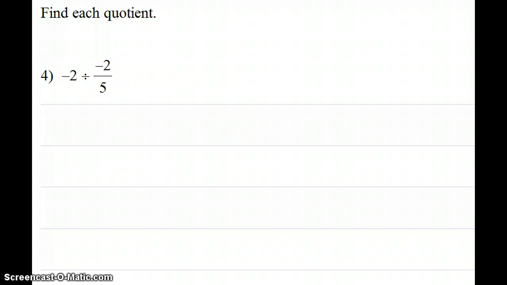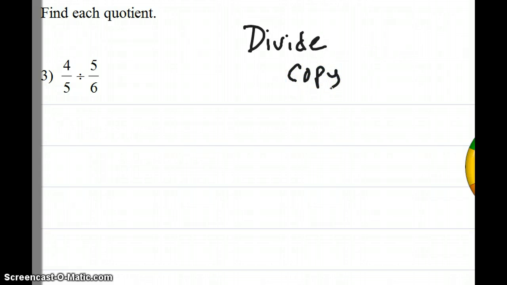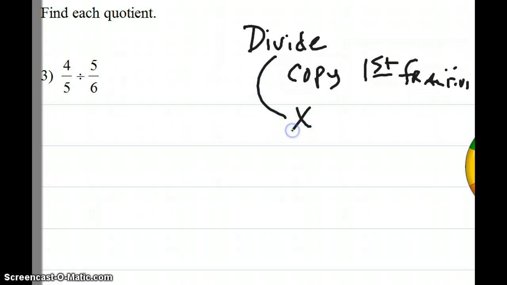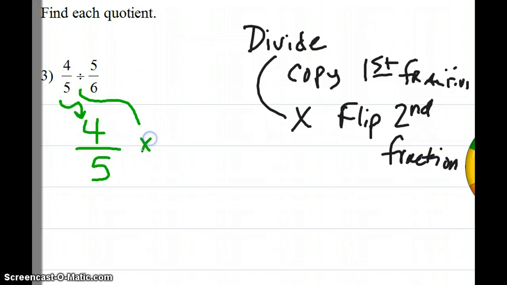Okay, now we're going to talk about dividing. Dividing is similar to multiplication, but when we divide, we copy the first fraction, and we change division to multiplication, and we flip the second fraction. So the rules for dividing will end up being similar to the rules of multiplication, but the first thing you have to do is we always copy the first fraction, we change division to multiplication, and we flip the second fraction.